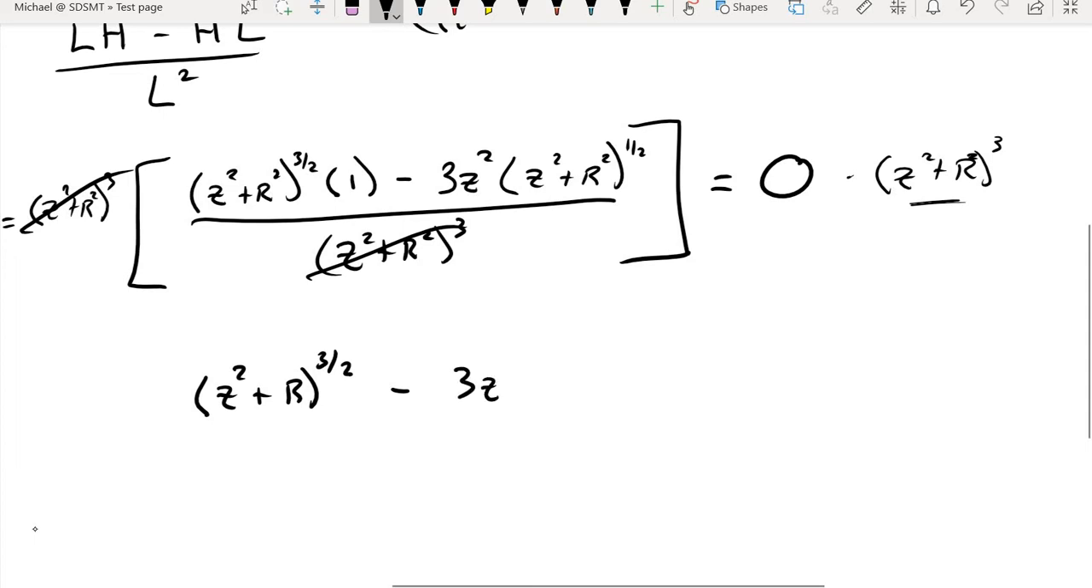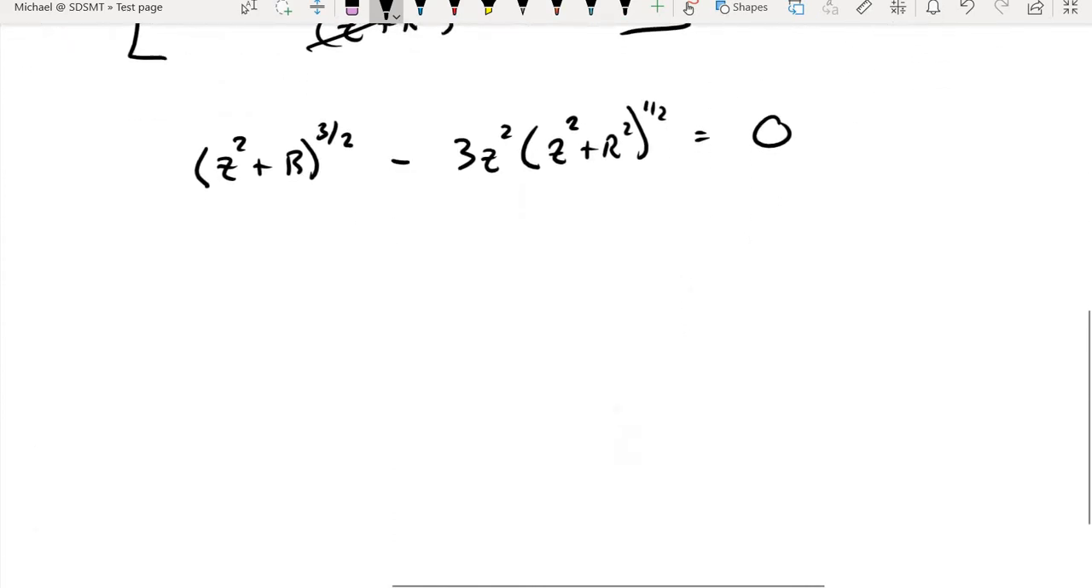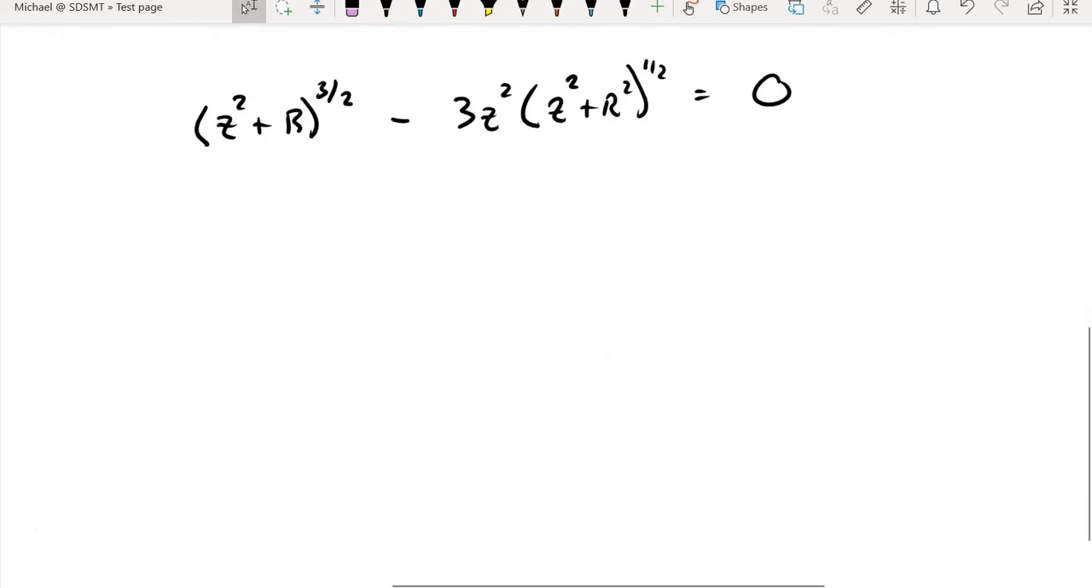Minus 3z squared, z squared plus r squared to the 1/2 power equals 0, because anything times 0 is still 0. So now we can see that it's actually the numerator which is going to be going to 0. This is the only thing that can cause our expression to go to 0. And now we can see that the math is getting much more manageable.